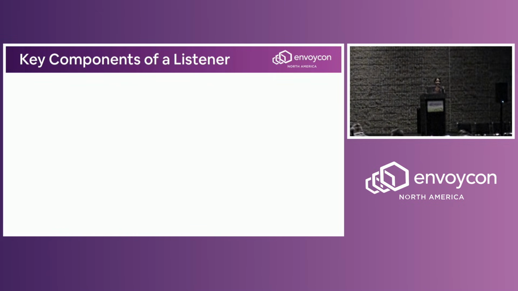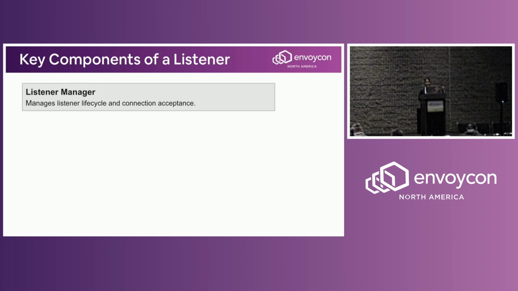So, to understand the listener better, we'll understand 4 key components of a listener. The first one is the listener manager. This is the brain of a listener, or the orchestrator. It is where everything begins. If you are ever trying to understand Envoy code and reading through a listener, I recommend starting from here.